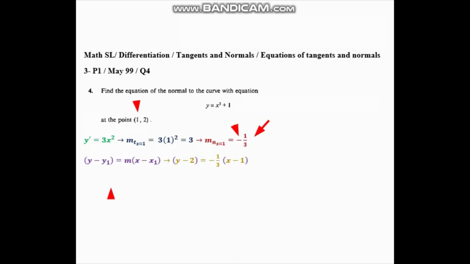I just plug into the formula of the equation of a line, and y1 is the y coordinate, which is 2, so I wrote 2. M is the slope, which is negative 1 over 3, so that's what I wrote here. And x1 is the x coordinate, so that's what I wrote right there. And this concludes the third question in this video. Pause if you'd like to write this down, and I shall begin question 4 shortly.